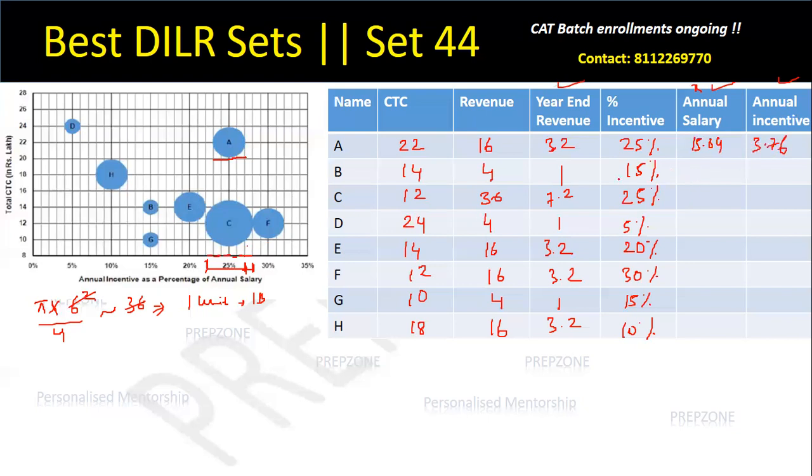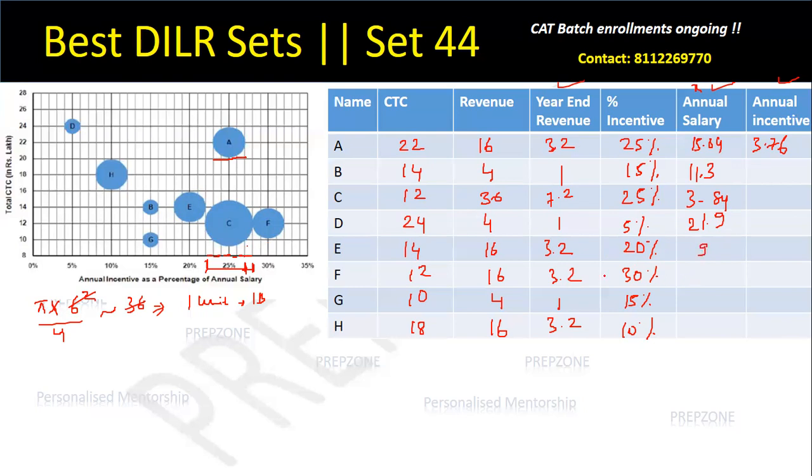Similarly, I'll try to fill these individual values. If there are any questions or if you are not able to fill the values, do ask me in the comment section. I'm trying to solve it. This will be 14 minus 3.2, which is 10.8, by 1.2. It has to be 9.